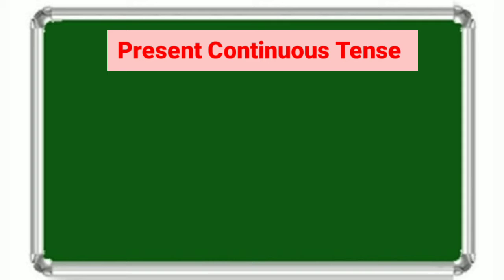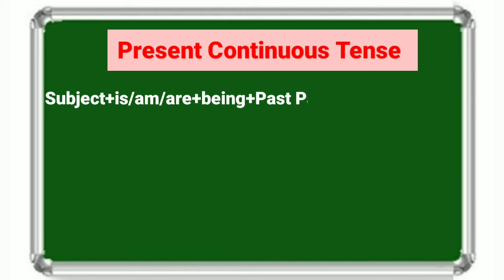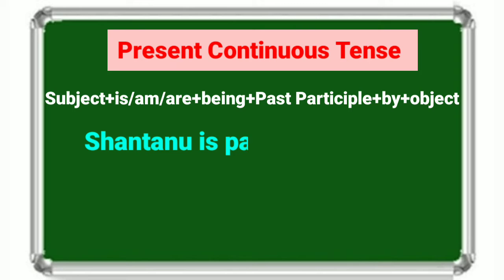The formula of present continuous tense is subject plus is, am, are plus being plus past participle form of the verb and then the preposition by and then the object of the sentence. Here object means the subject of active voice. For example, Shantanu is painting the wall.